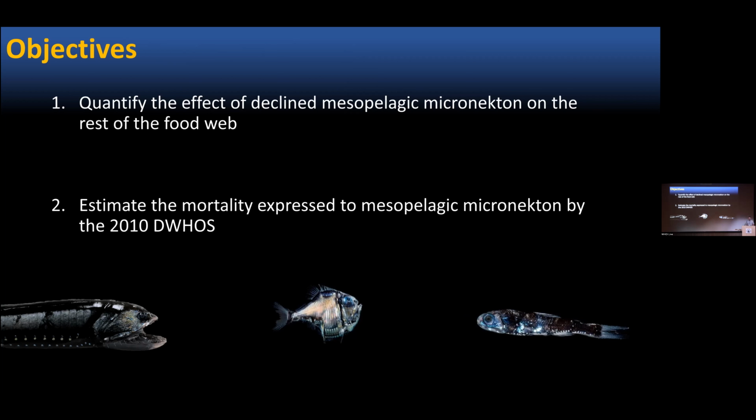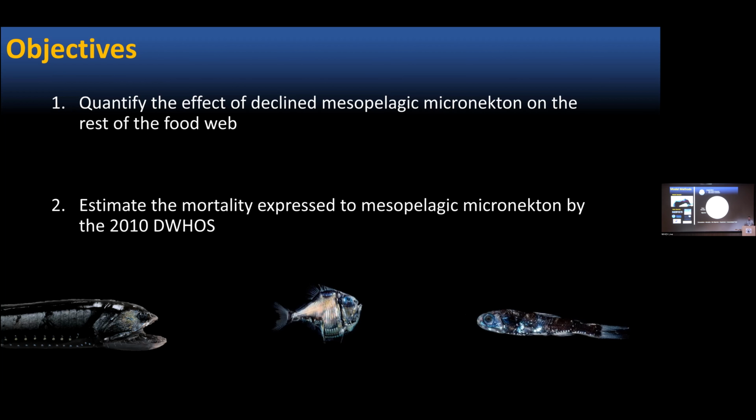Now the second objective was to estimate additional mortality that was likely expressed on these mesopelagic micronekton populations following the spill. And this is much more of a theoretical process, but it was a method for us to estimate the effect of this disturbance in the absence of an empirical method to do so. If that was successful, my objective was to try to project those population trends out through the end of this decade into 2030.